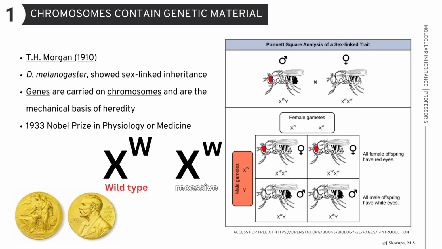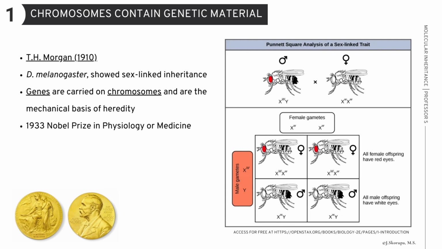If you need a refresher on Punnett squares, have a look at my lecture on Chapter 15, The Chromosomal Basis of Inheritance. Morgan's work with these tiny insects laid the foundation for modern genetics, earning him a Nobel Prize in 1933, and you can see the prize in the bottom left of the screen. Scientists now understood that chromosomes contained the genetic material.